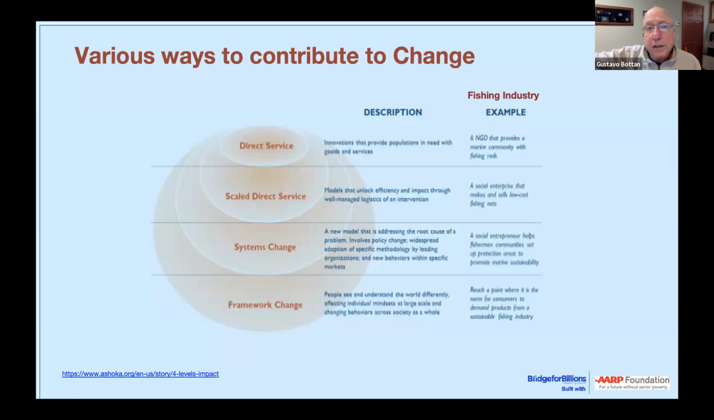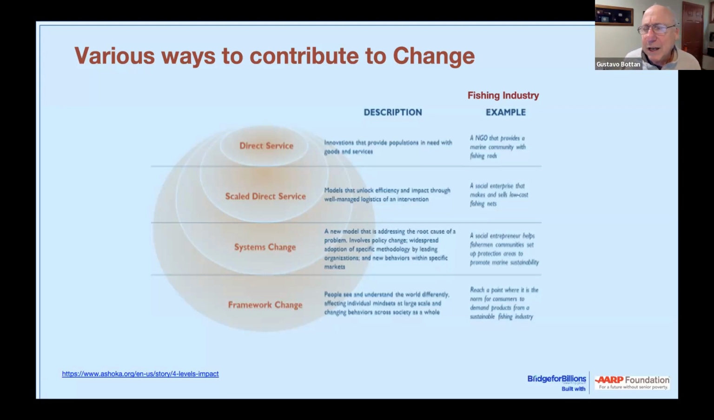So that could be one direct service example. Now, a scale direct service would be more of the same, but on a grander scale. In this case, a social enterprise that makes and sells low-cost fishing nets.